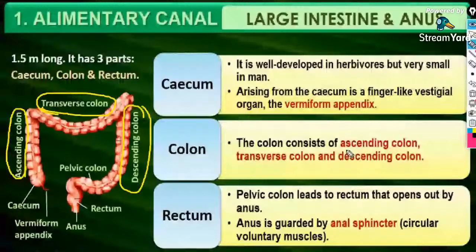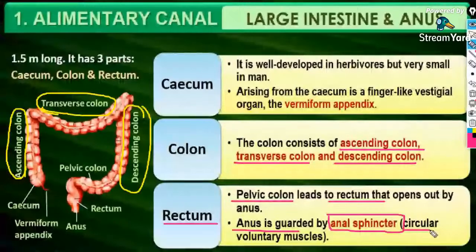And the last one is the rectum. The pelvic colon leads to the rectum that opens out by the anus. The anus is also guarded by a sphincter muscle, the anal sphincter, which is also a circular voluntary muscle. Is it clear for you?